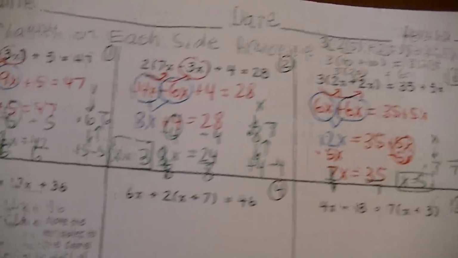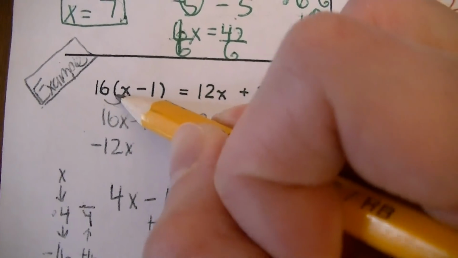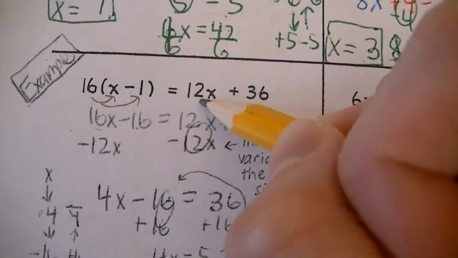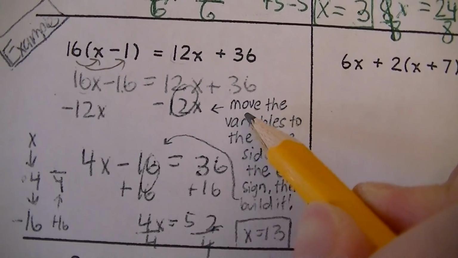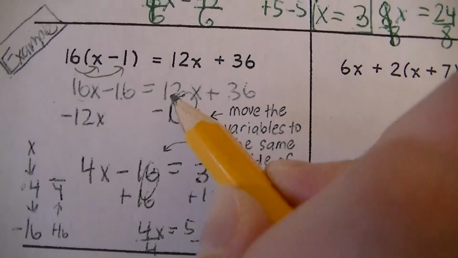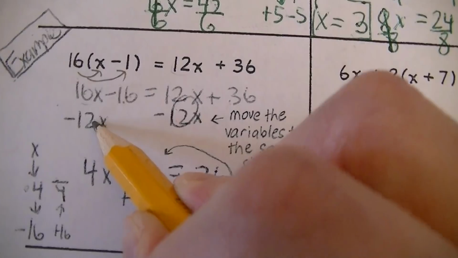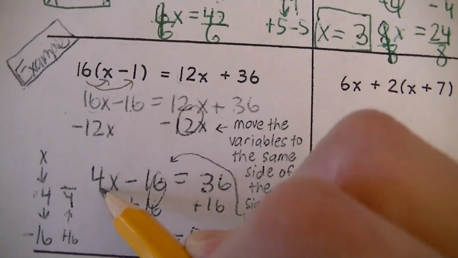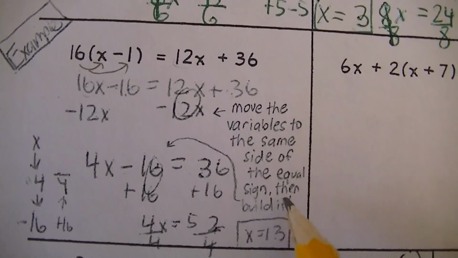Okay? All right, here is just a quick little reminder of an example of how to do this. So you'll see right here we started with the distributive property, and that's how we got 16x minus 16. And then over here, there's nothing we could do, so you just bring it down. And I wrote this little note to you to move the variables to the same side of the equal sign. So I decided to move them to the left, so the inverse operation of a positive 12x is to subtract, do it to both sides. 12x subtract 12x is 0. 16x minus 12x is 4x. Bring down your minus 16. Bring down your 36.